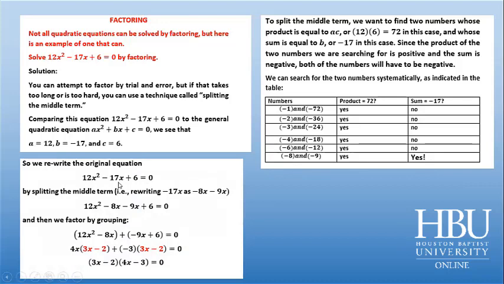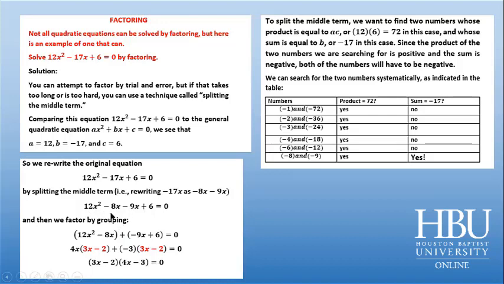We rewrite the original equation by splitting the middle term. We're going to rewrite negative 17x as negative 8x minus 9x. That's how we're using the minus 8 and minus 9 that we found. So 12x squared, we replace minus 17x with minus 8x minus 9x plus 6 equals 0. And then we can factor by grouping.